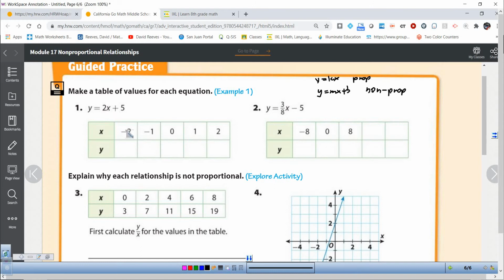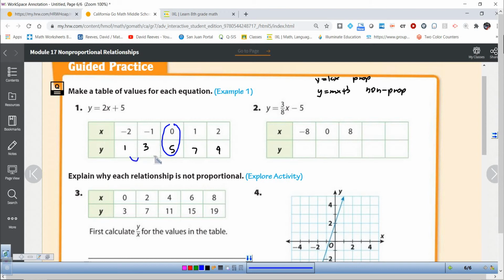So here we go. 2 times negative 2 is negative 4, plus positive 5 is 1. 2 times negative 1 is negative 2, plus 5 is 3. 0 gives me 5. 1 is going to give me 7. 2 is going to give me 9. And again, take a look. It does not go through (0, 0). That proves it's non-proportional. Plus, 9 divided by 2 is not the same as 7 divided by 1.